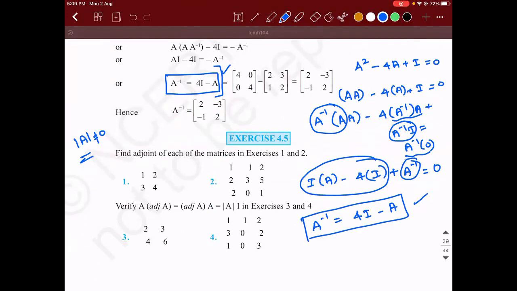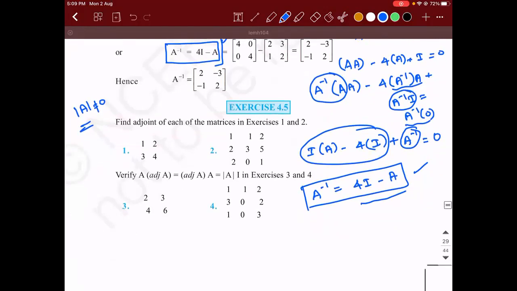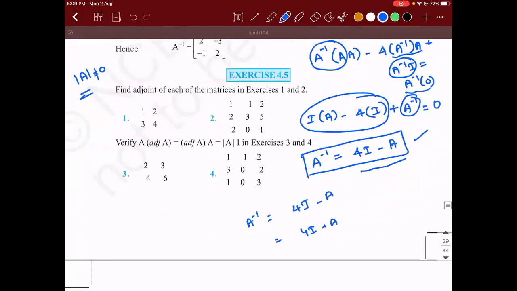As I told you, when it had been subjective, these kind of problems were asked for a 3 cross 3 matrix. But now it is my guess that they might give you options like this: 4I minus A, 4I plus A, I minus 4A, I plus 4A. Which option is right? Obviously, this is going to be right.